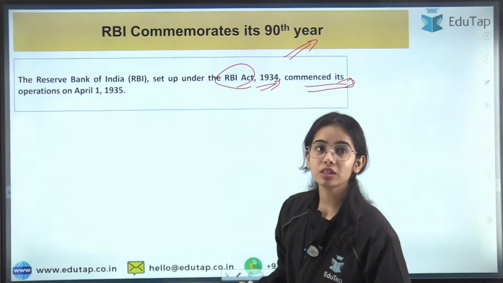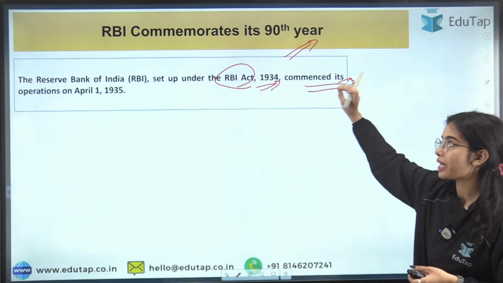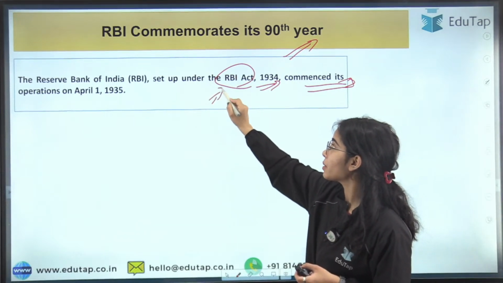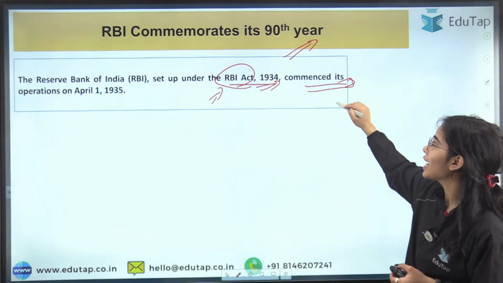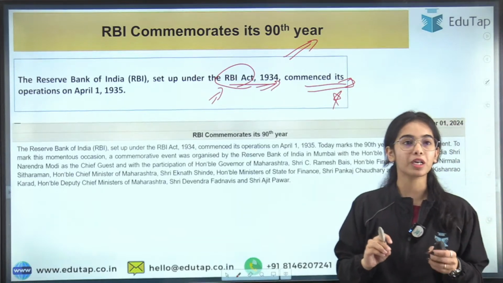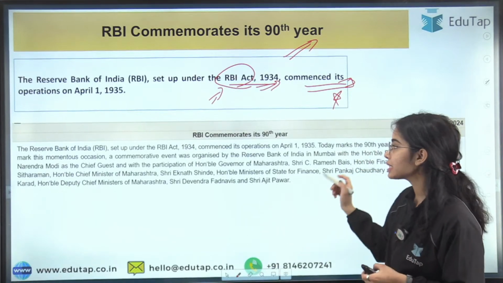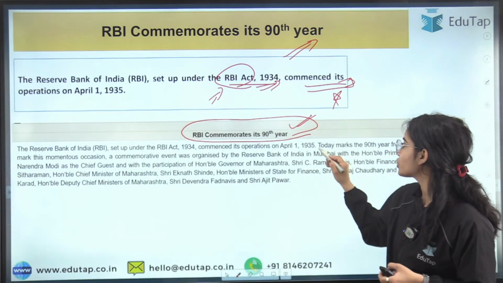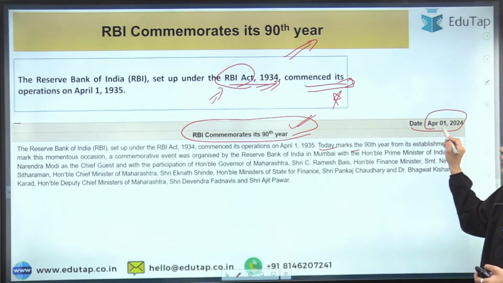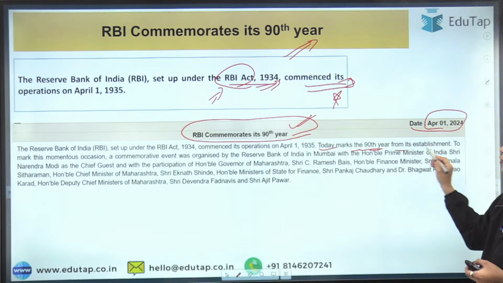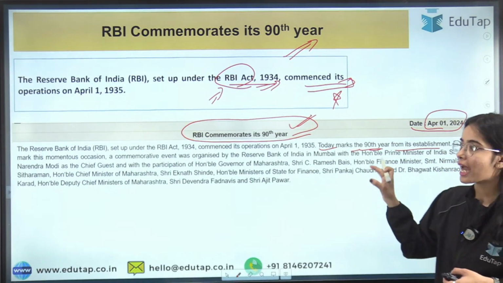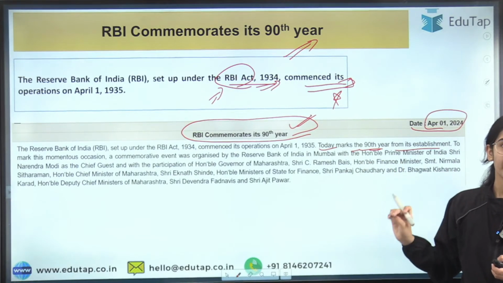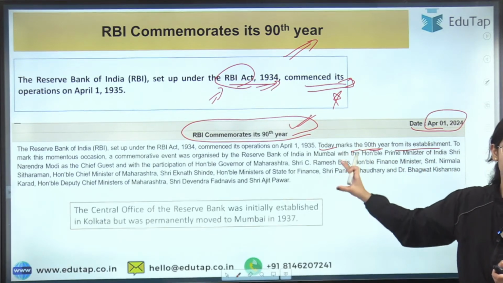So now coming to the RBI, which has celebrated its 90th year. The RBI, set up under the RBI Act of 1934, commenced its operations on April 1, 1935, and here you can see that the RBI celebrates its 90th year. Today, April 1st, 2024, marks the 90th year from its establishment. Okay, and important dignitaries were present in this celebration.